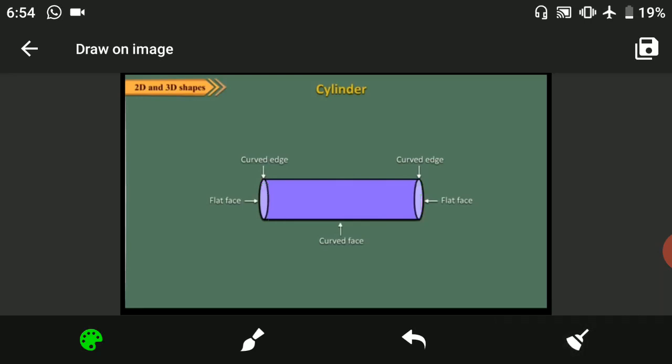Clear? Edges are those lines where two faces meet. See, one face, two face, three face, and these three faces are meeting on two edges. So how many edges it is having? 2. Vertices means corner. Is there any corner where two edges meet? No. So vertices are 0. Now we talk about plane face. Plane face means flat faces. So how many flat faces it is having? 2. One is this one, one is this one. And curve face only one. This one is a curve face. Clear, students?